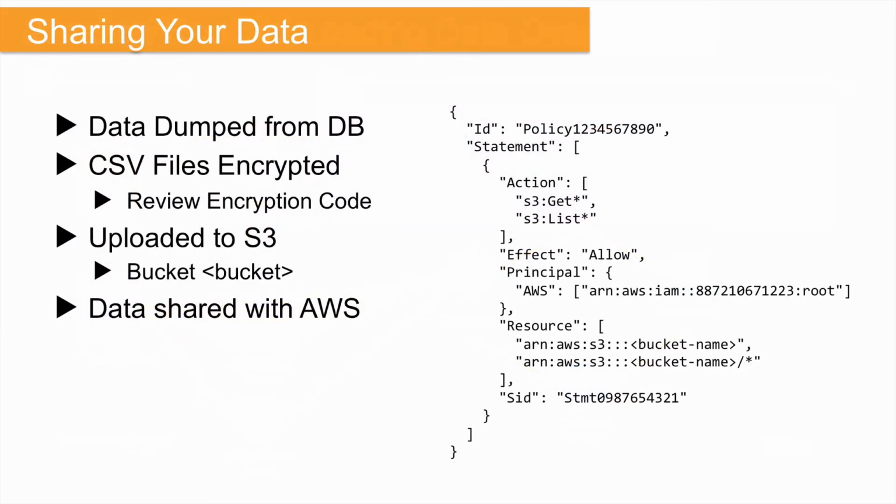When using S3, generally what we see customers do is dump data from their DB, encrypting CSV files, uploading that data into S3 into buckets, and then sharing that with Amazon Redshift using bucket policies of the type you can see here. So this is an IAM policy that would be applied to your Amazon Redshift cluster, allowing it to bulk load data from Amazon S3.